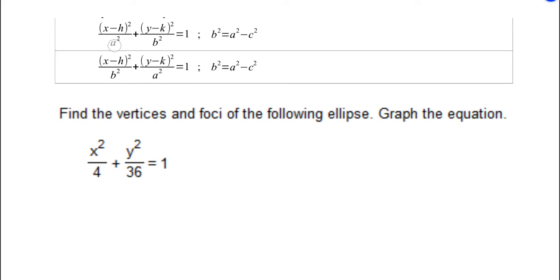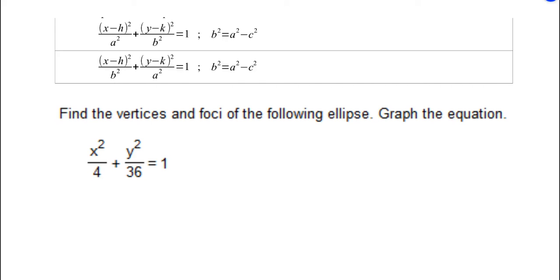So a is the distance between the center and the vertex along the major axis. b is the distance between the center and the vertex but along the minor axis. And the major axis is our longer axis, so a is going to be larger than b. And then we have a value of c over here, and c is the distance between the center and the focus. Now, because our a is in the denominator of the variable x, this equation is indicating a horizontal orientation.